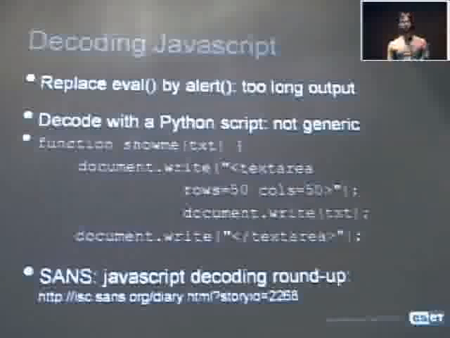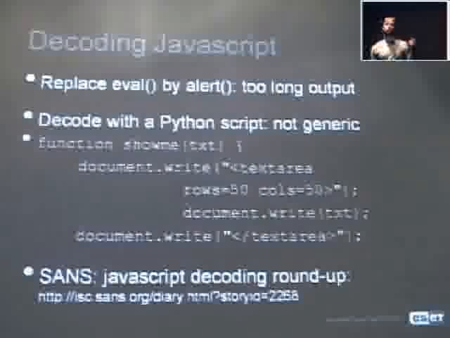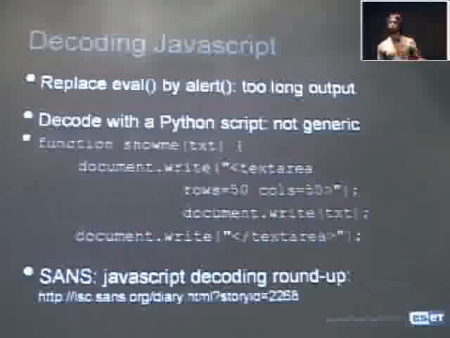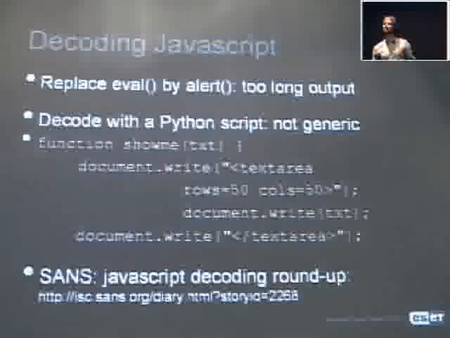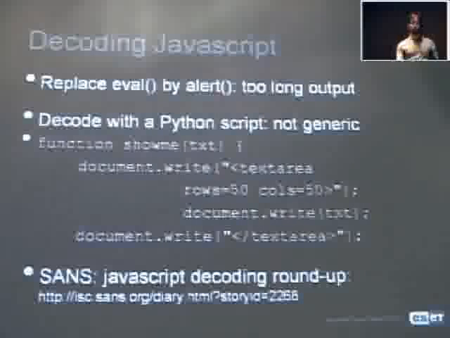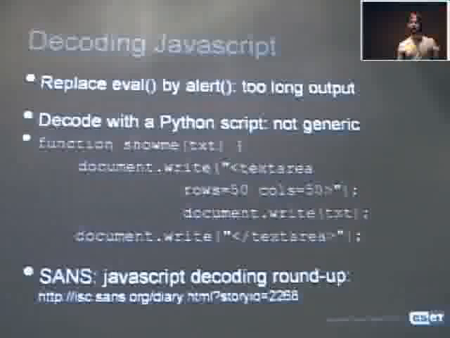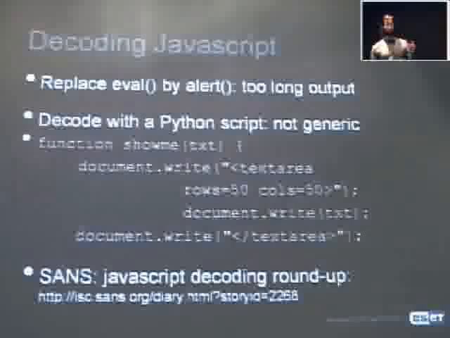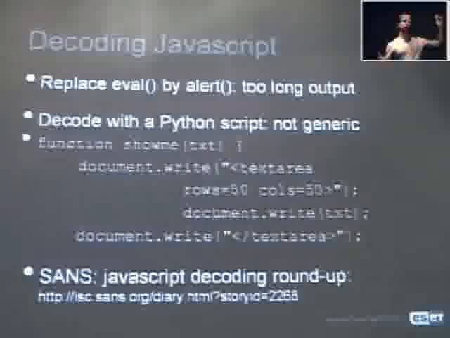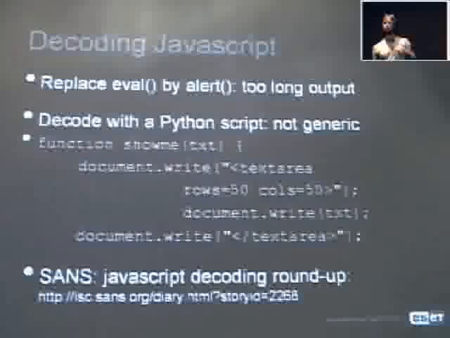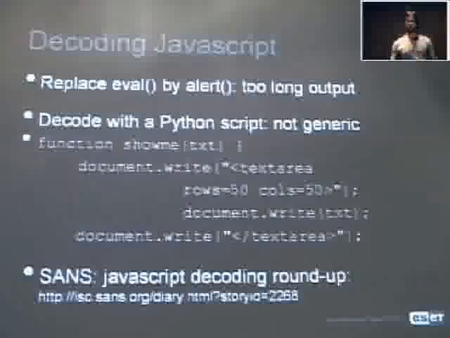So since it was very easy to understand that it was an XOR operation, I did a quick Python script to XOR every byte that was there in the string. But this is not a really generic approach. So after looking a bit and finding this on a SANS diary, so the URL is there, I replaced the eval function with this show me function that would simply make a text area at the bottom of the page. Instead of executing the obfuscated JavaScript, it will display it in a nice text area where you can copy and paste from and then run all your analysis.